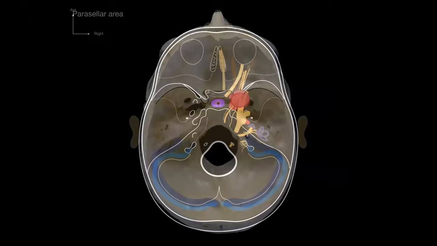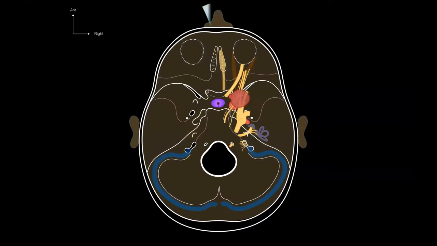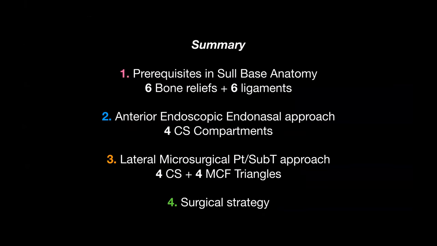First of all, I will give you some prerequisites in skull base anatomy. My purpose is to give six reliefs and six ligaments that you have to remember about skull base anatomy. And then we will speak about the endoscopic approach and just a quick reminder about the four cavernous sinus compartments. And then we talk about the lateral approach and a quick reminder about the four cavernous sinus and four middle fossa triangles. And then how the knowledge of the anatomy of the parasellar area can help the surgical strategy of such parasellar tumors.